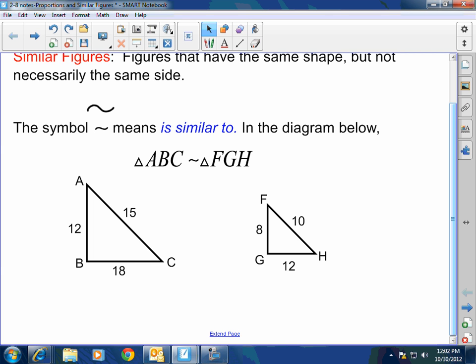Now, there are two things about similar figures. It doesn't have to be triangles. Any polygon, even circles, can be similar. But when we're talking about polygons, they're made up of straight lines and you have angles, corners called vertices. When you're talking about similar polygons, their corresponding angles will be congruent, and the ratios of their sides will also be equal.